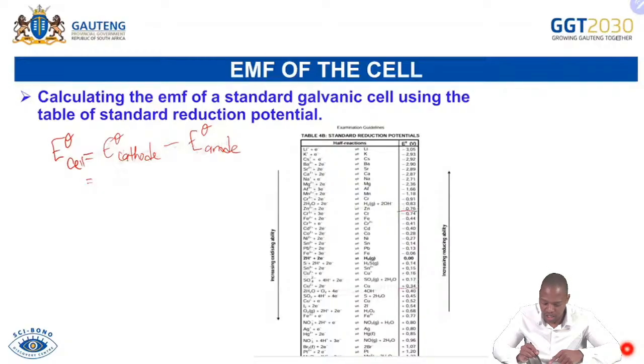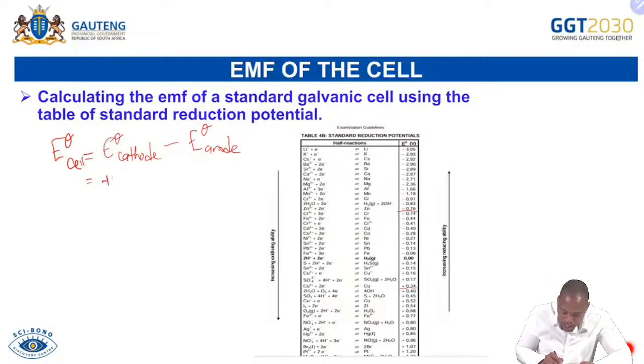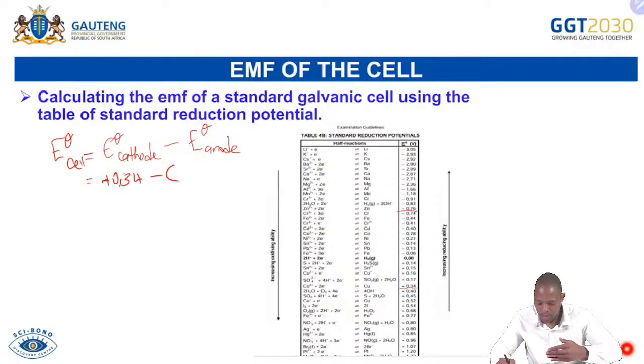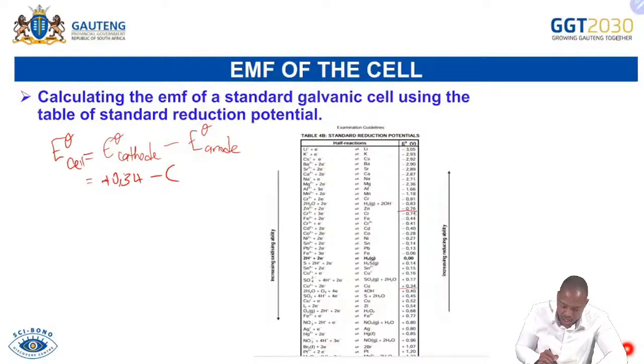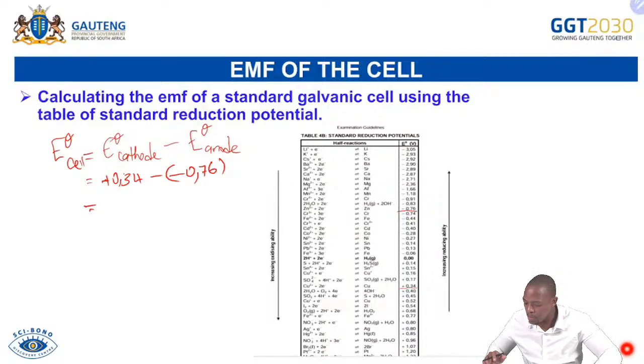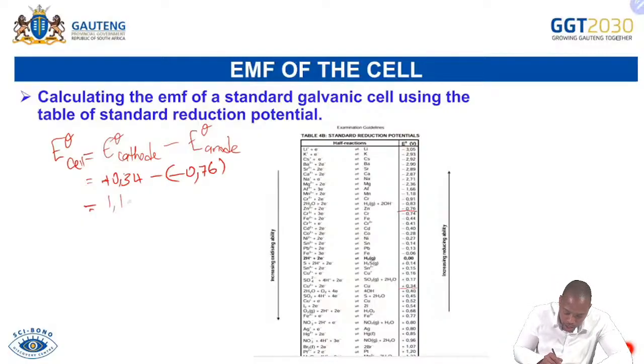Which one was the cathode? The one undergoing reduction, the one at the bottom. So it's the cathode, and we start with that number. We say plus 0.34 minus, then we open a bracket, because this one also comes with its sign, which is negative 0.76. Then we go straight to our calculator. We put it in exactly as it is: 0.34 minus, open bracket, negative 0.76, close the bracket. You will get an answer of 1.1 volts.